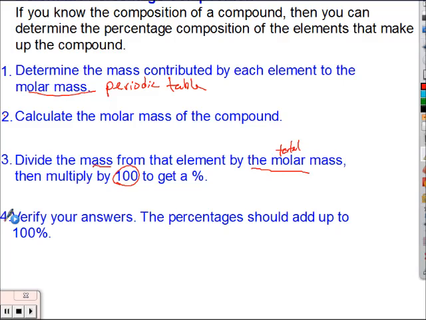Last thing is check your answers. It should always add up to 100. If it doesn't add up to 100, then you did something wrong. You need to figure out what you did wrong and try it again.